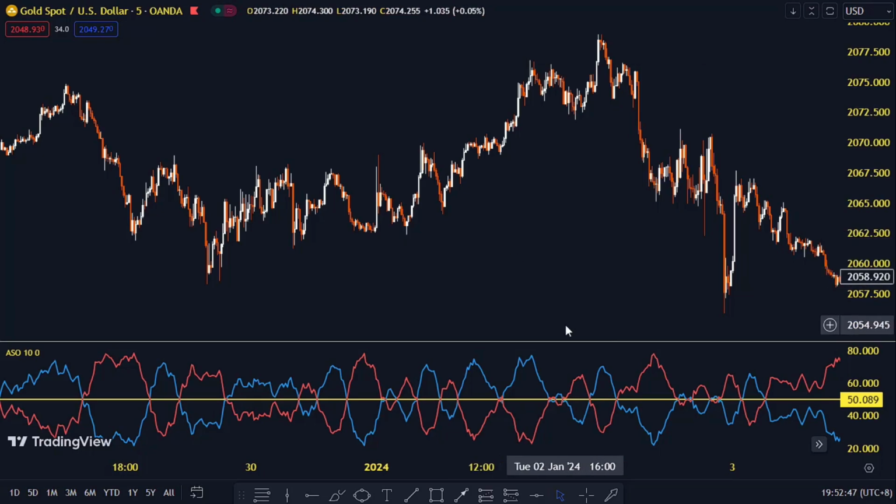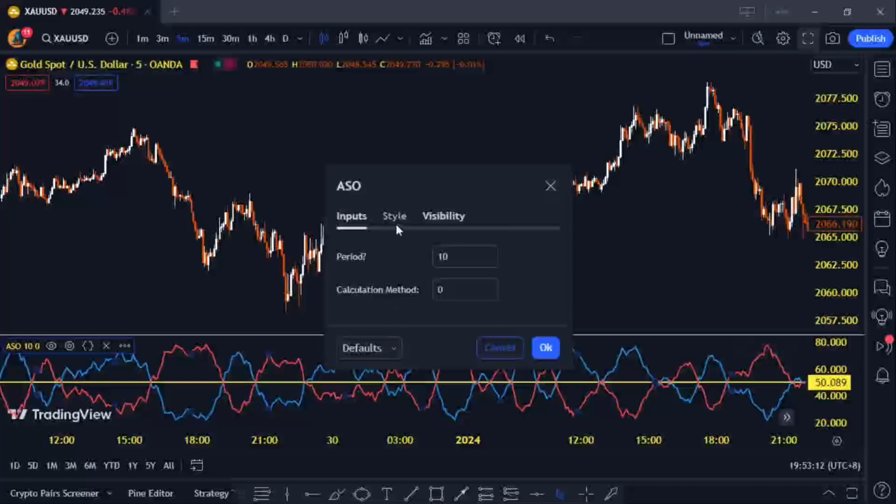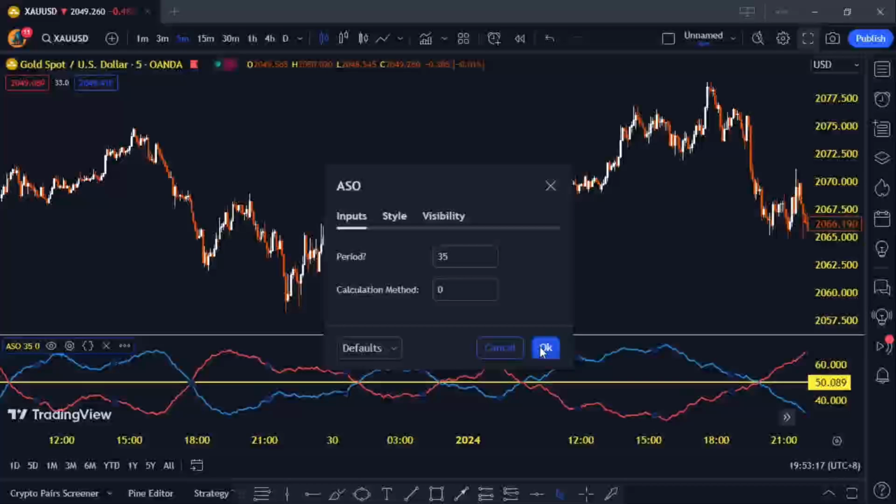First, adjust the indicator settings to make it a bit smoother. We set it at 35. This removes some false signals, but we still need some filtration.